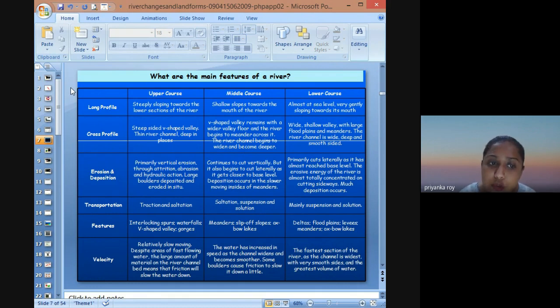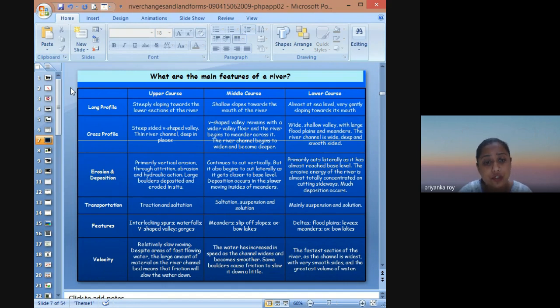So then we come to transportation. On the upper course of the river, it is basically attrition and saltation. Attrition is when it erodes everything, and saltation is when things move in a hopping manner. Then in the middle course, attrition, suspension, and solution happen. And at the lower course, suspension and solution are the main transportation processes.